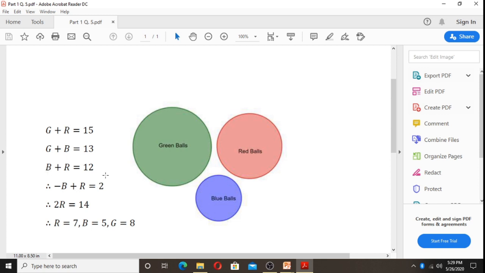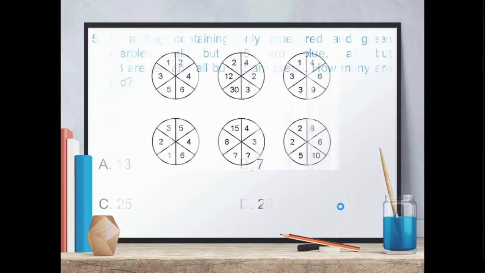now adding these two equations, we can get R plus R is equal to 2R, 12 plus 2 is equal to 14, means R is equal to 7, and if we put R is equal to 7 here, we will get B is equal to 5 and G is equal to 8. As we required the value of red, that is equal to 7.